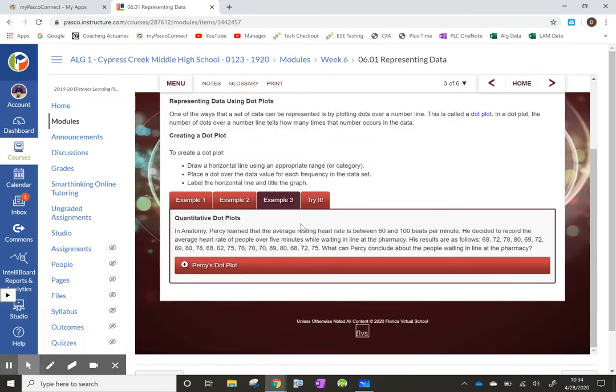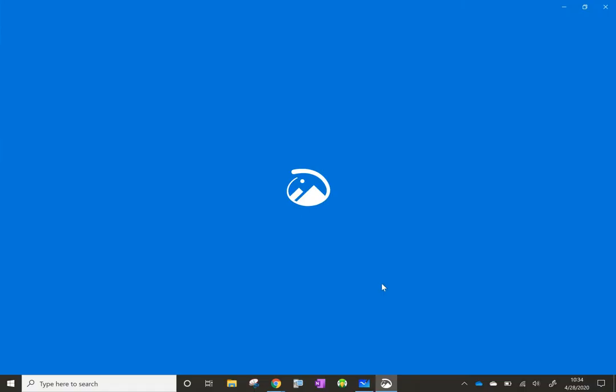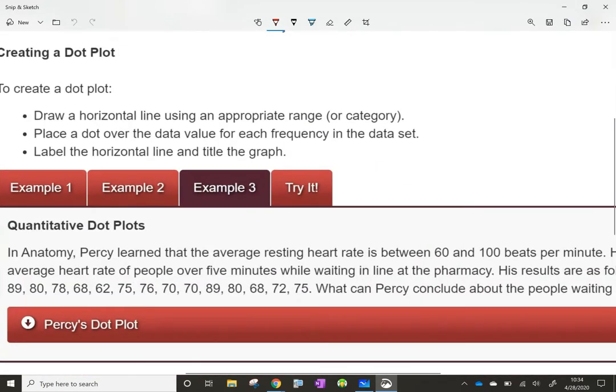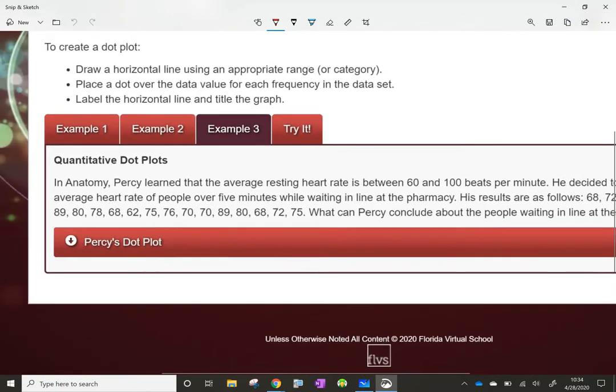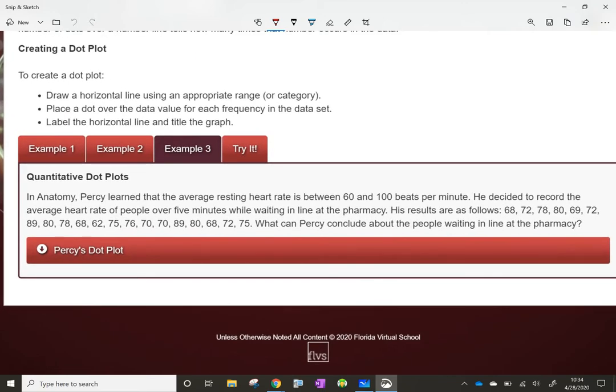So if we want to make one, let's try to make this one. Let me snip this, and we'll work this one out together. So we have our values. There's a lot of them. First we learned that the resting heart rate is between 60 and 100 beats per minute. He decided to record the average heart rate of people over 5 minutes. So let's find out our results.